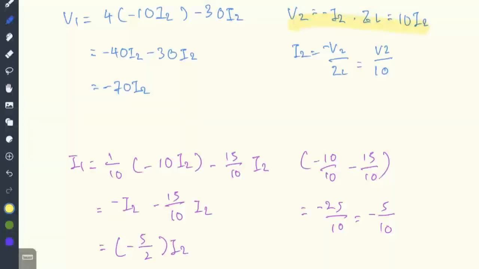Now, I substitute V2 equals minus 10 I2 into both equations. For the first equation, V1 equals 4 times minus 10 I2 minus 30 I2, which simplifies to minus 70 I2. For the second equation, I1 equals 0.1 times minus 10 I2 minus 1.5 I2, which simplifies to minus 2.5 I2.